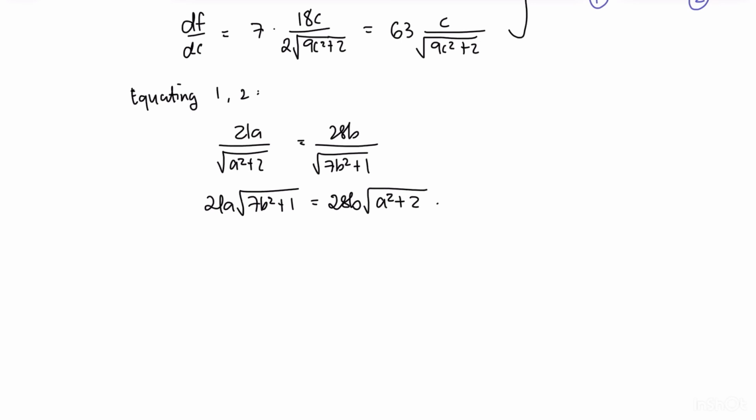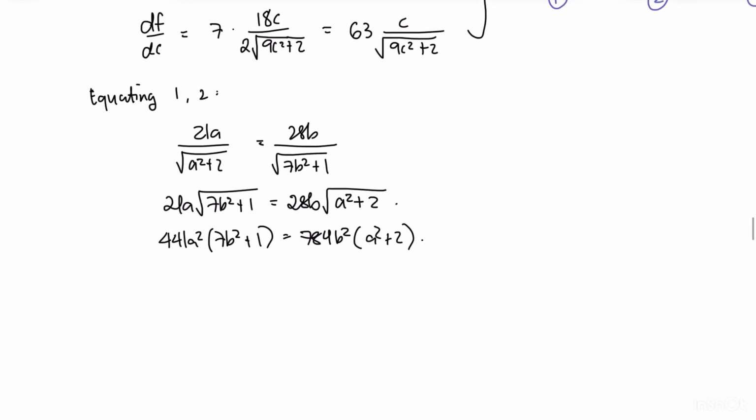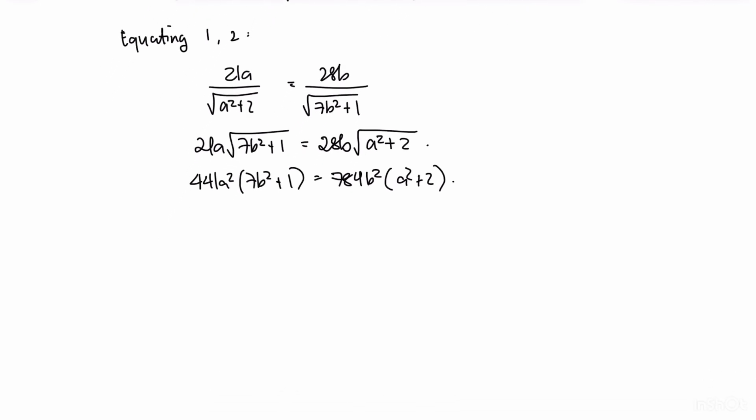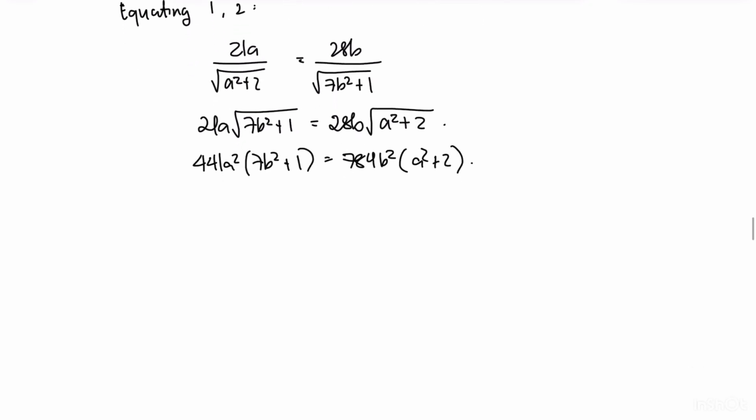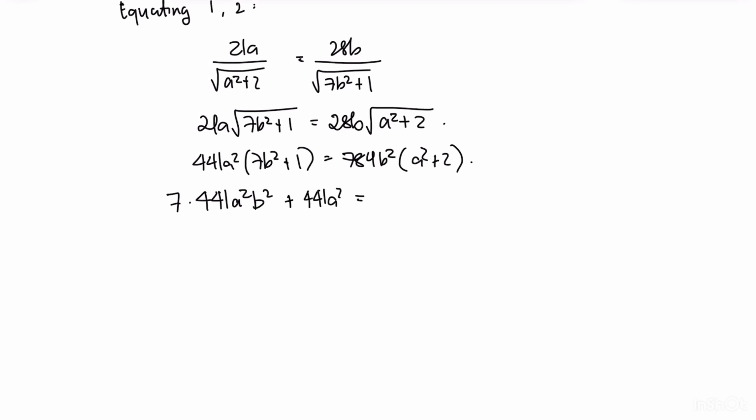Now we're going to square both sides, so this is 441 a squared times the quantity 7b squared plus 1 equals 784 b squared times the quantity a squared plus 2. Now I'm going to distribute this, so this becomes 441 a squared b squared, I'm going to multiply by 7, plus 441 a squared equals 784 a squared b squared plus 2 times 784 b squared.